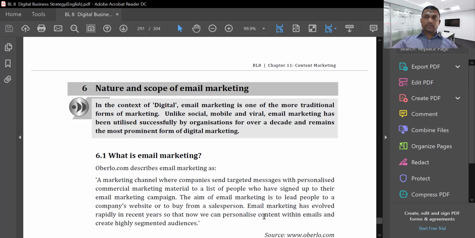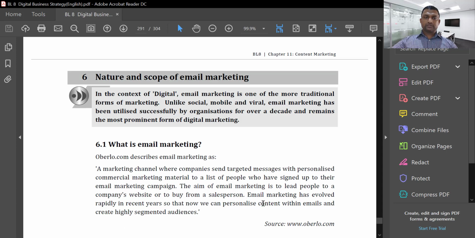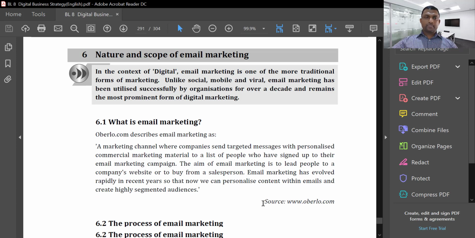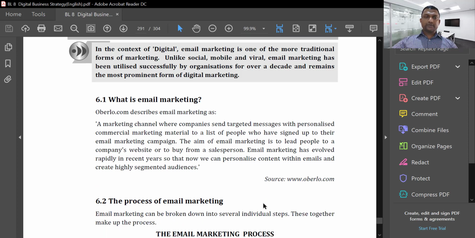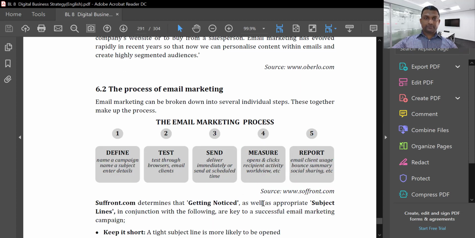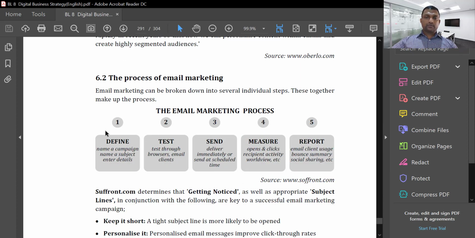So I'm going to the study guide. In the email marketing section, this is chapter 11, in that content marketing chapter, it explains how the process of email marketing happens, right? So you can see there are 5 steps starting from define, test, send, measure, and report.